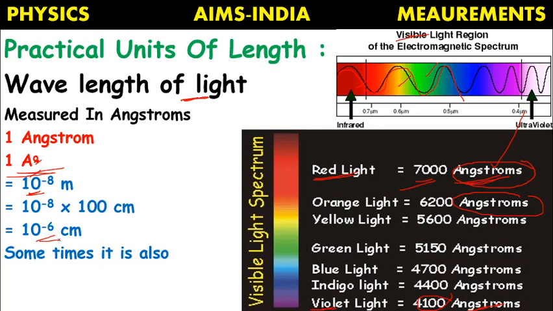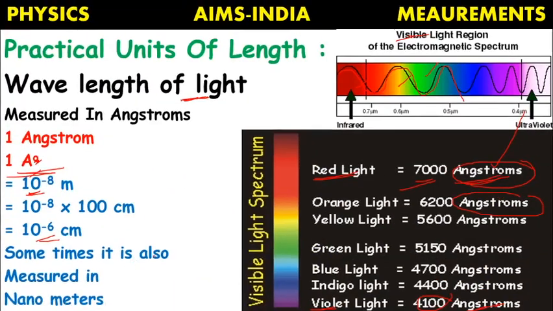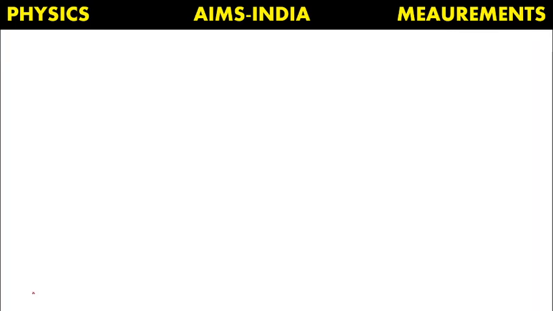So not only in angstroms, sometimes the wavelength also measured in nanometers. Sometimes it is measured in nanometers, or sometimes also measured in micrometers. Nanometer symbol nm. Nanometer means 10 power minus 9 meters. Nano stands for 10 power minus 9. So that is second practical unit, angstrom.